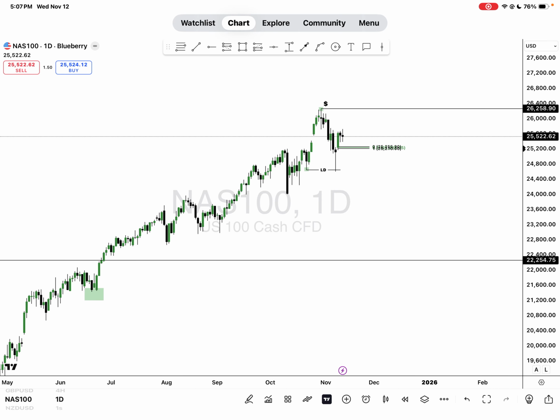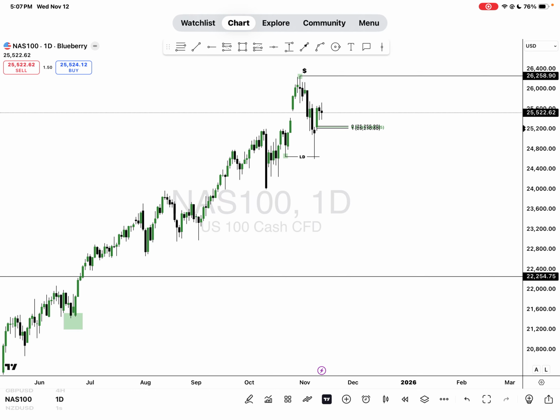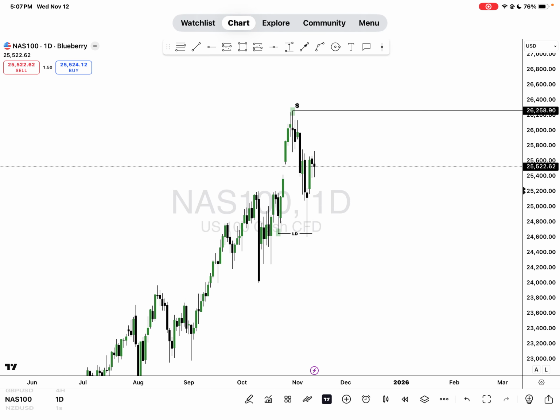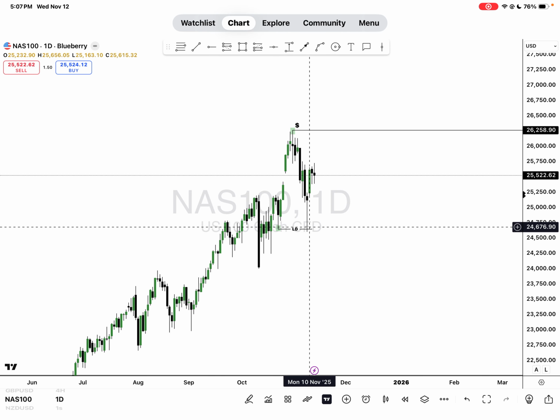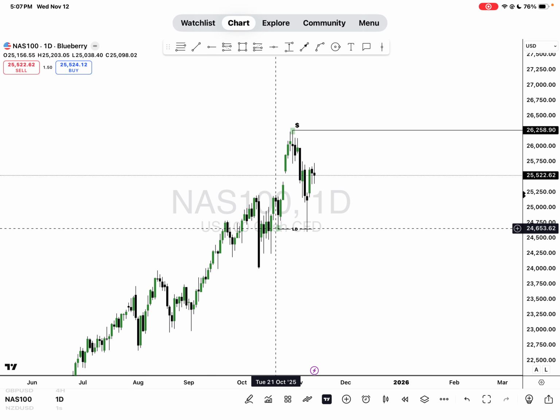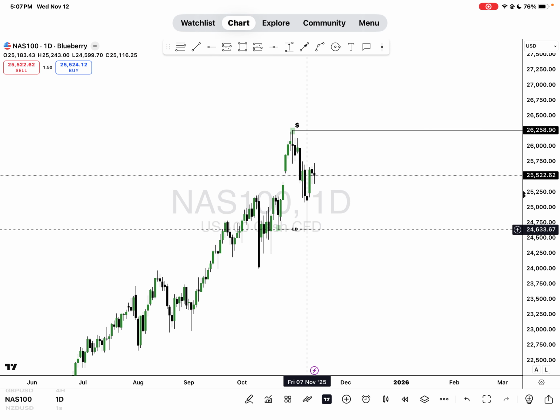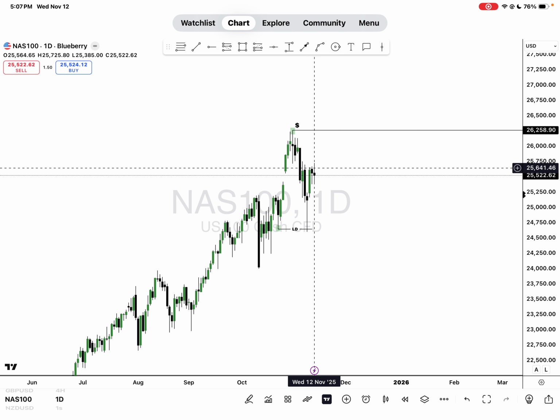On the NASDAQ 100, I'm actually going to get rid of this. We are still inside of a bullish run. All we did currently is shift the structural point from this low here to this low here, and we're sort of ranging a little bit.